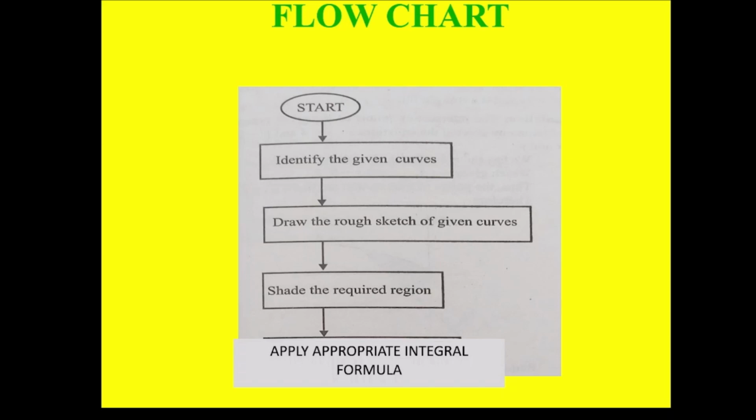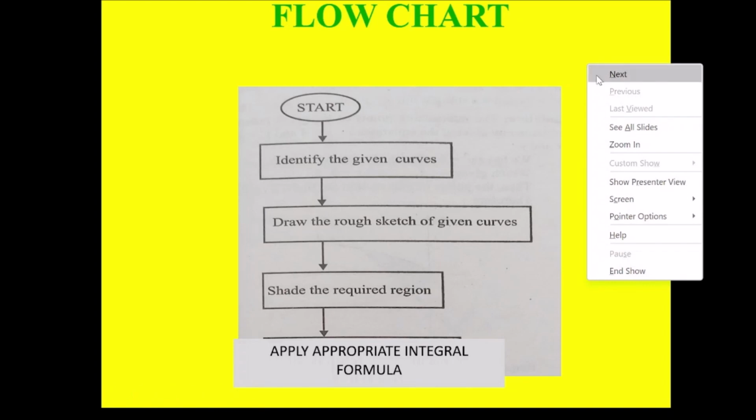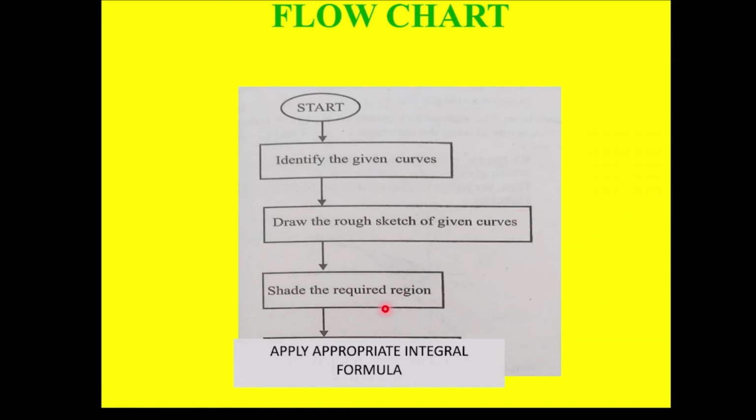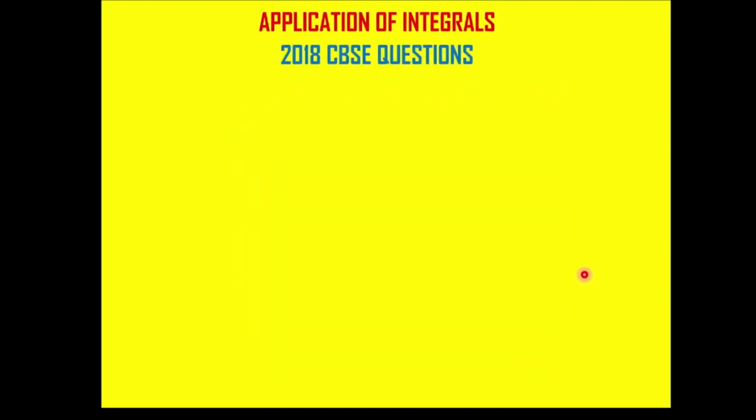First of all, we have to identify the given curve. Then draw a rough sketch of the given curve, shade the required region, and then finally we have to apply the appropriate integral formula. Now let us look at the questions that came in 2018 CBSE.